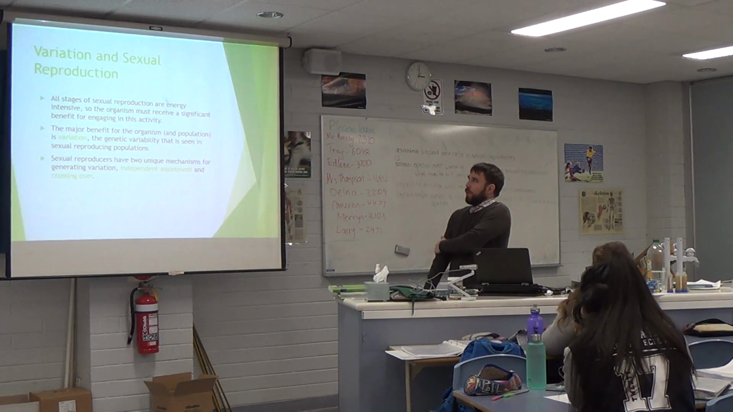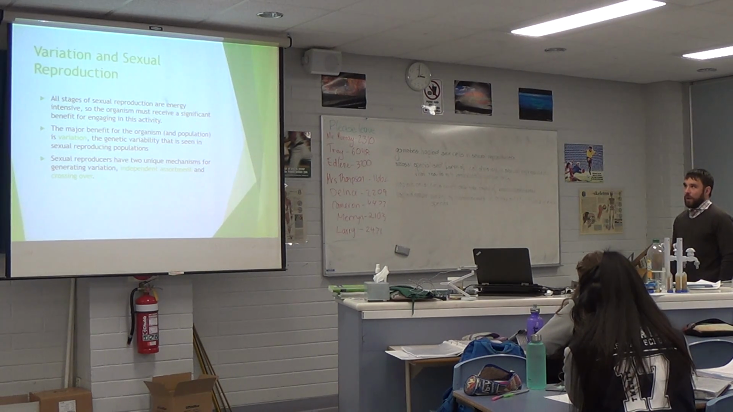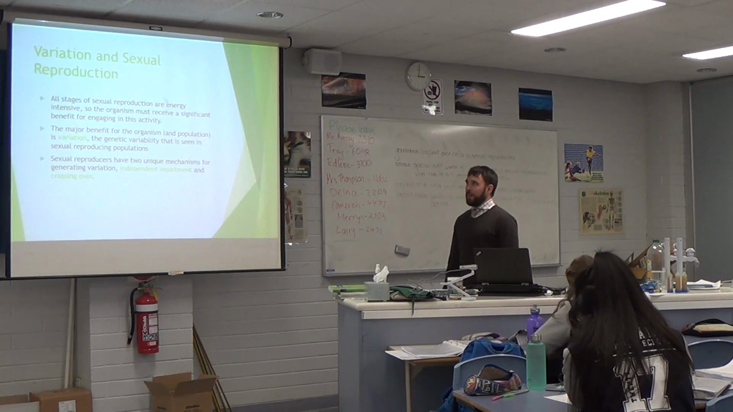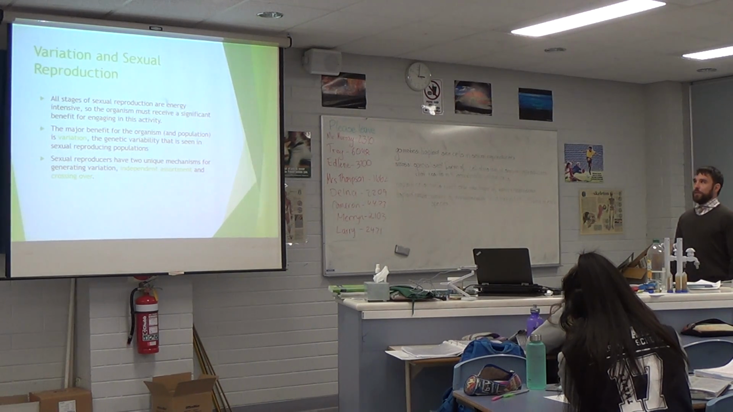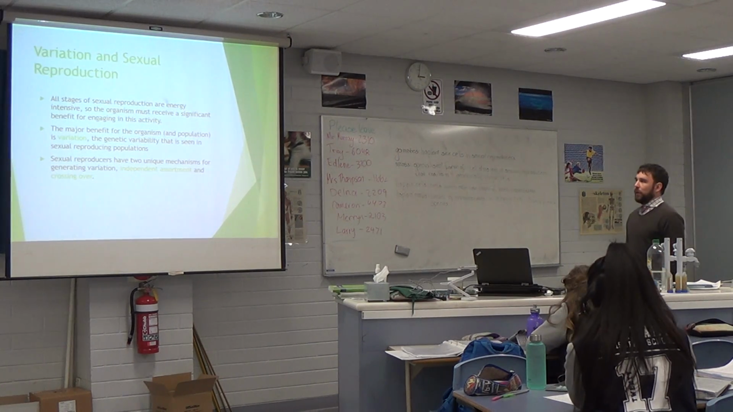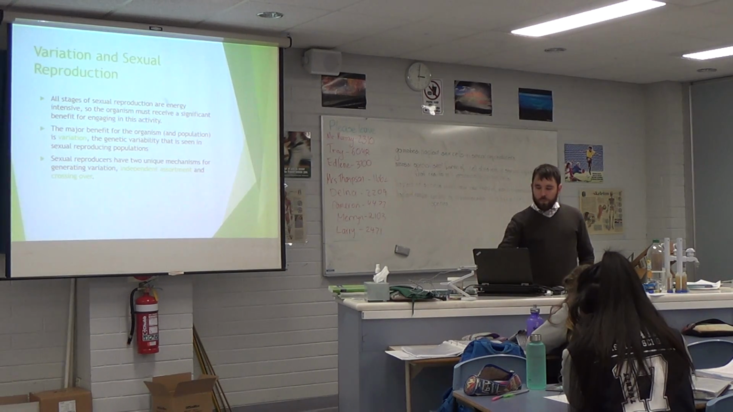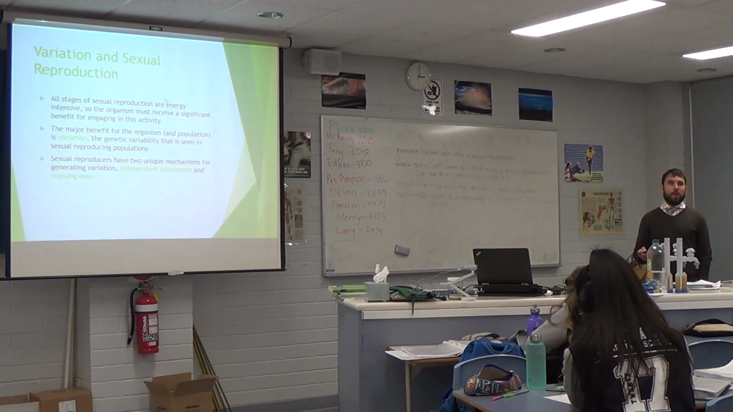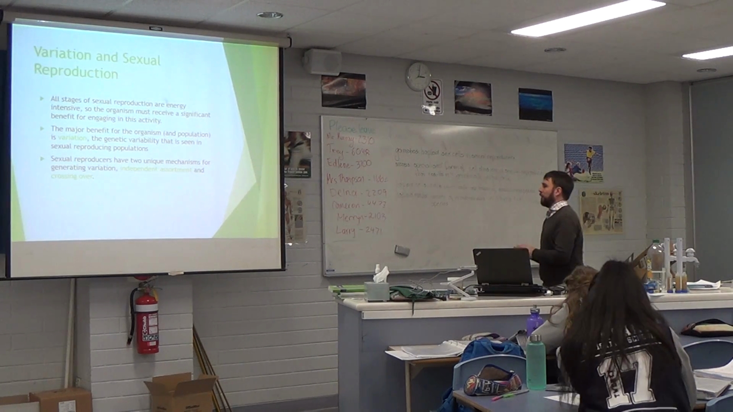All stages of sexual reproduction are energy intensive. We've already talked about that. So the organism has to receive some significant benefit from going through all of this trouble. The benefit is genetic variation. The genetic variability seen in sexual reproduction is tremendously large. Sexual reproducers have these 2 unique mechanisms, independent assortment and crossing over. What is the mechanism for variation that's shared among sexual and asexual reproducers? Mutations. So there is that third form of variation.